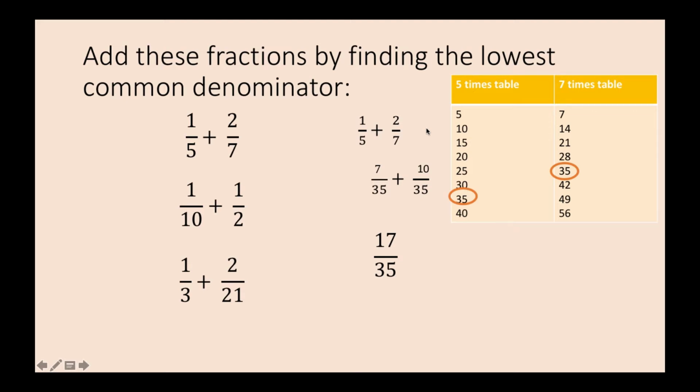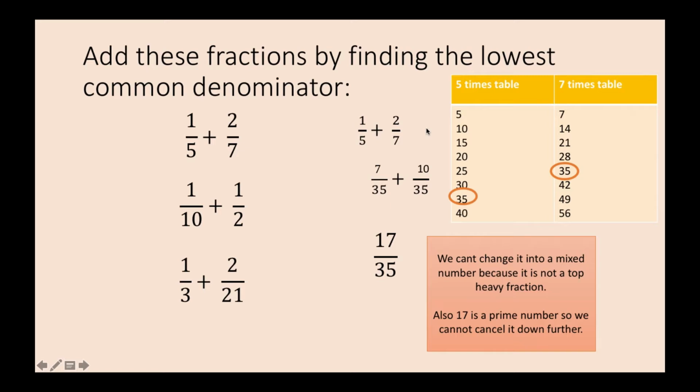I can't do any more with that, okay, because, sorry, I've missed an apostrophe here. That's really annoying. So I've missed an apostrophe. Apologies for that. We can't change it into a mixed number because it is not a top-heavy fraction. Okay, so we can't change it. But also 17 is a prime number, which means only 1 and 17 go into 17, which means we can't cancel it down. So that's our final answer.